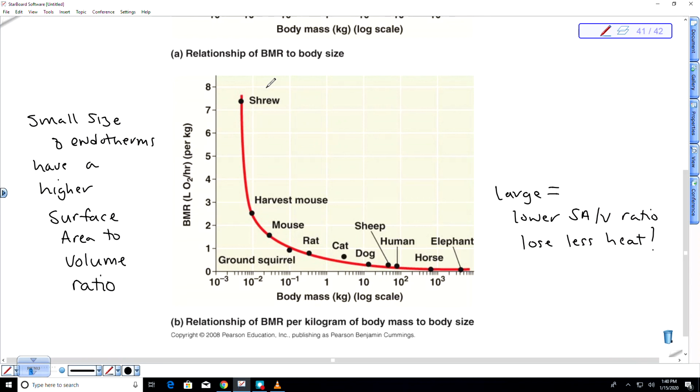Shrews are notorious: if they don't eat in a day, they're dead, right? They have to eat and eat and eat all the time in order to maintain that high metabolic rate. So this is another constraint when we're looking at endotherms, specifically that size plays a big role in their bioenergetics. Any questions about this idea?